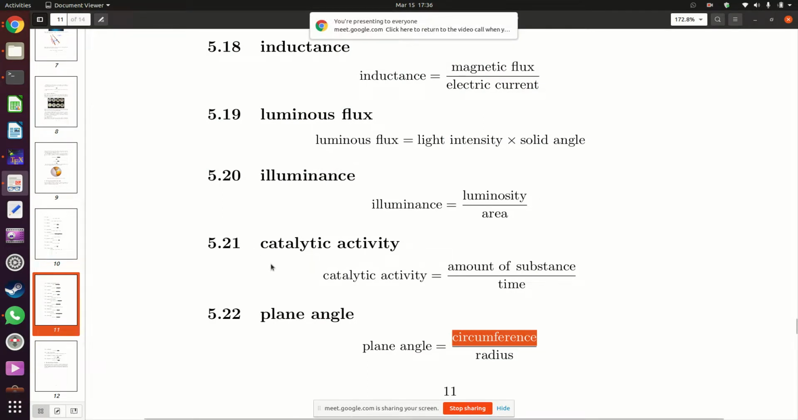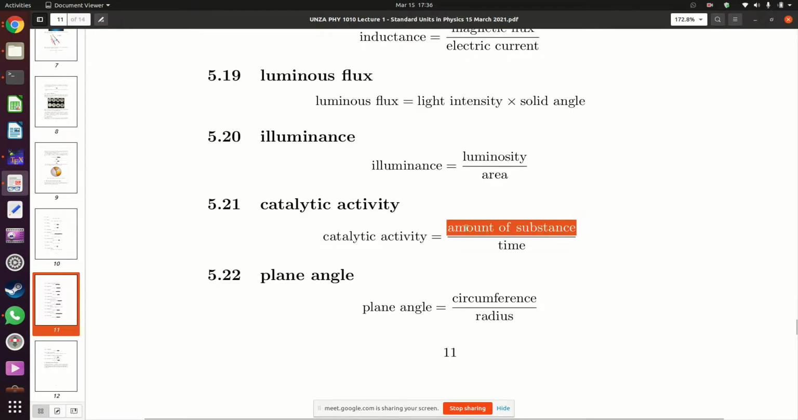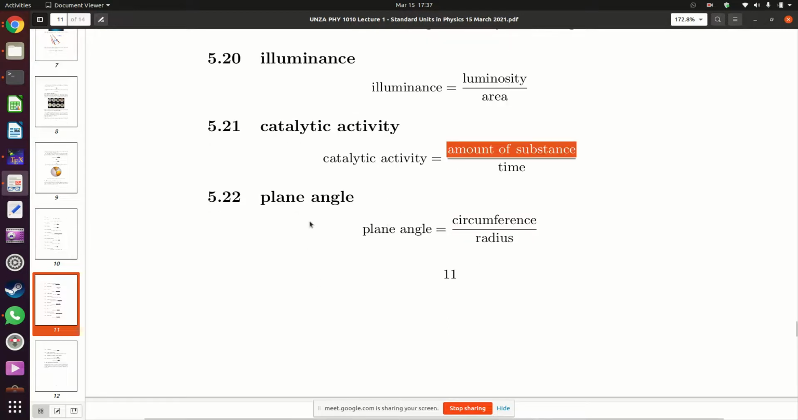Then those of you who are going to do a bit of chemistry, there's something called catalytic activity. You want to measure how fast a chemical reaction is happening. So, what's the amount of substance, how many moles have actually been used in a reaction, divided by the amount of time in which those moles have been used up. That's what's called catalytic activity. So if a lot of moles have been used up in a certain amount of time, then the activity of that reaction is high.